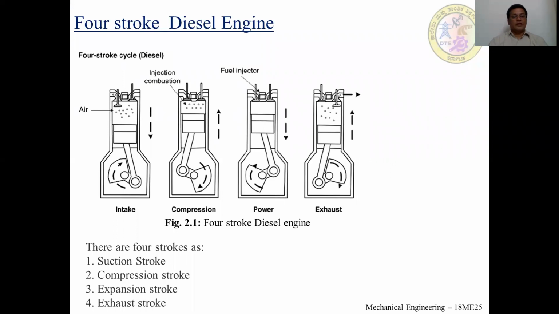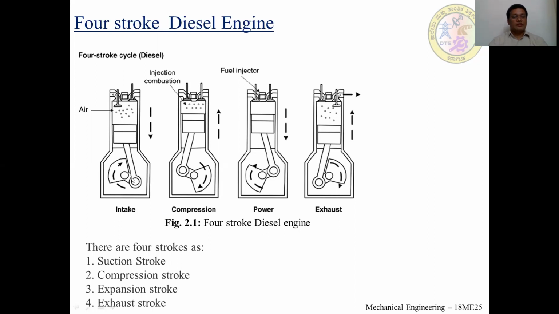So, figure number 2.1 shows the four different strokes of a diesel engine. In a four-stroke diesel engine, the cycle of operation is completed in four strokes of the piston and two revolutions of the crankshaft. And these are the four strokes: suction stroke, compression stroke, power stroke, and exhaust stroke. Now we'll try to understand each stroke with respect to this schematic.